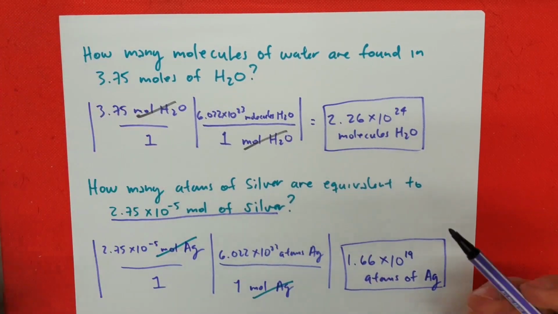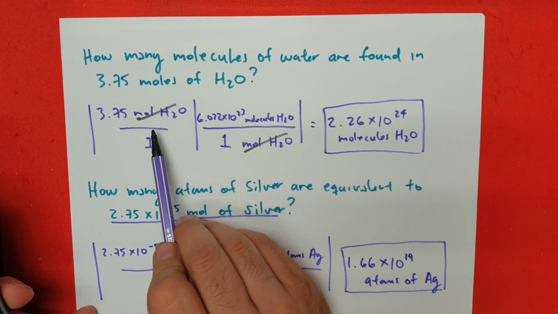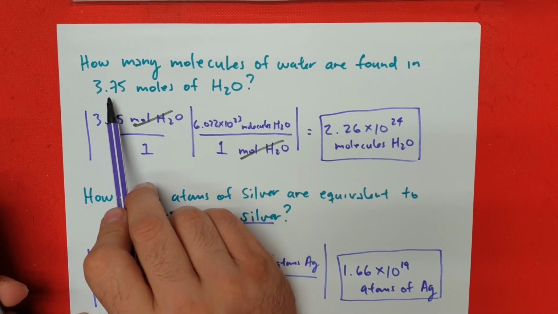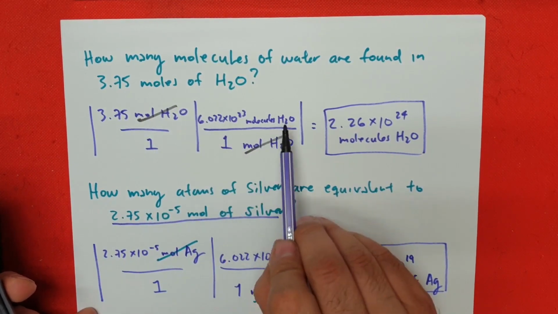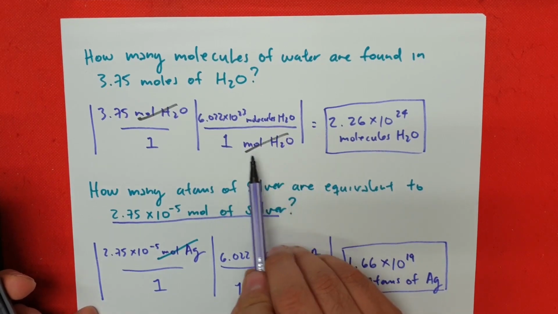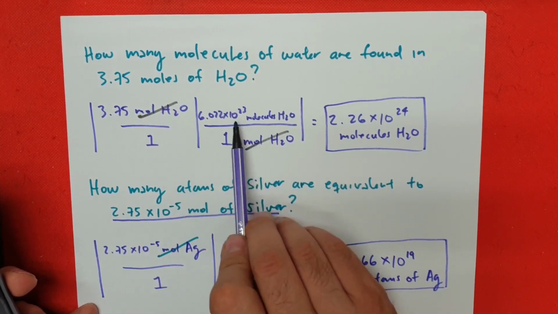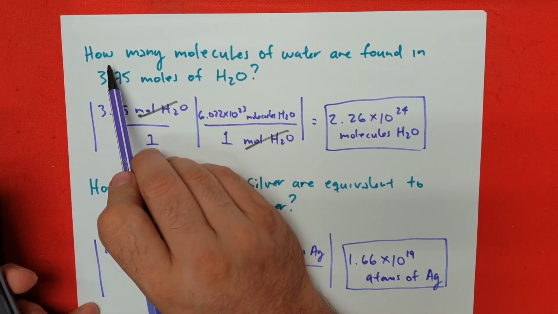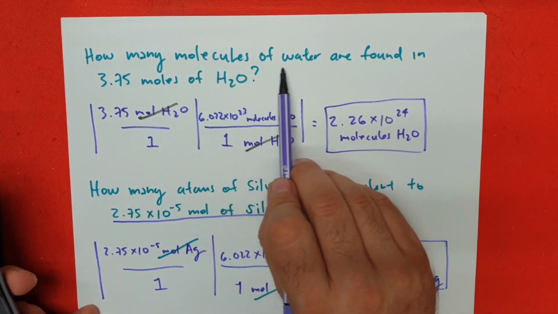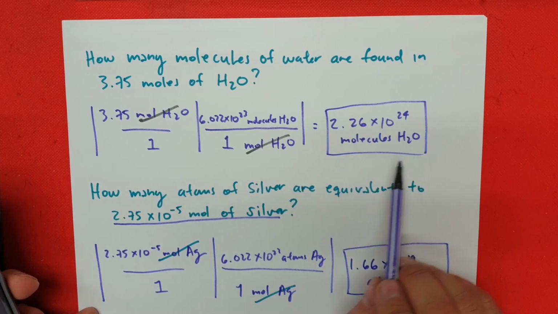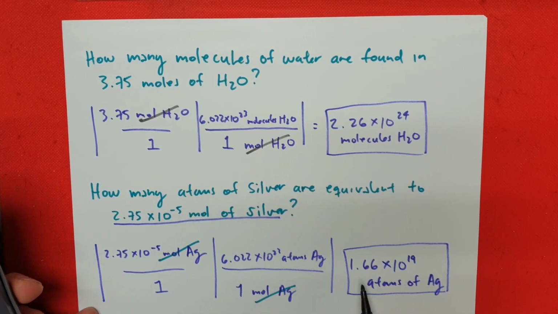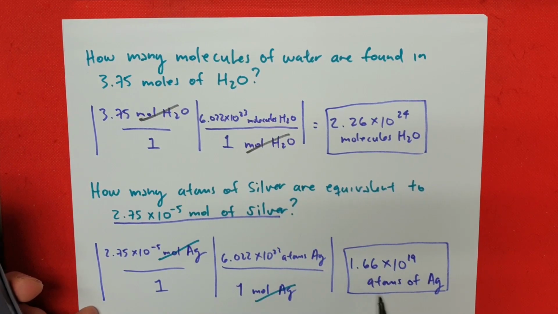And once again, very simple setup. My first block of information is my given over 1. And my next factor is Avogadro's number expressed as a conversion factor, where moles cancels out with moles, and then our unit survives, getting us the right answer. How many molecules of water? 2.26 times 10 to the 24th molecules of water. How many atoms of silver? 1.66 times 10 to the 19th atoms of silver.